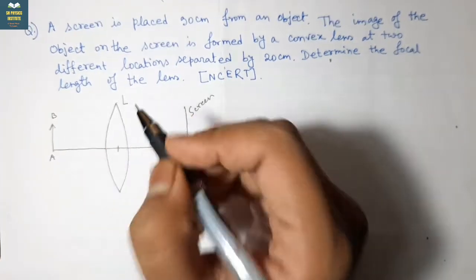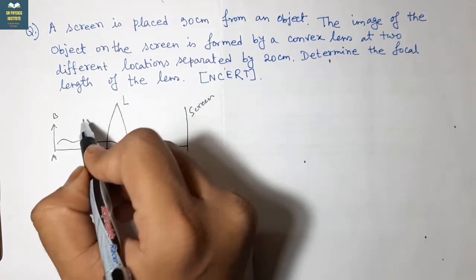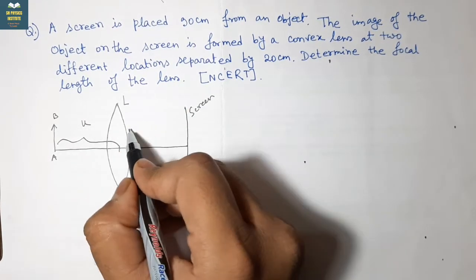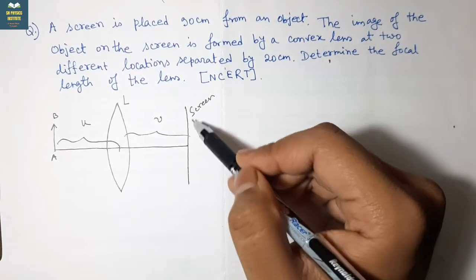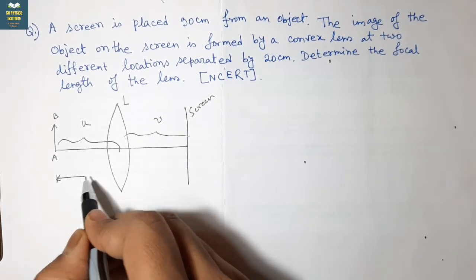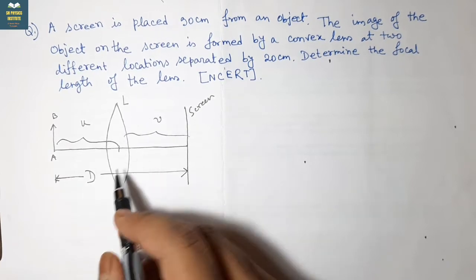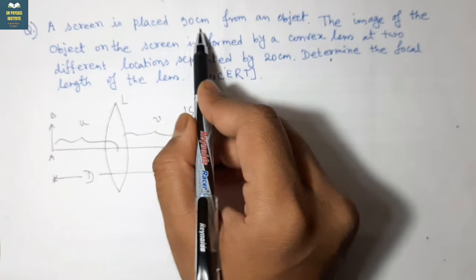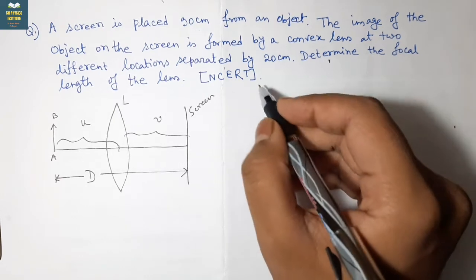Now if you place a lens, this is the lens L that you have placed here. Let the object distance be u and the image distance be v, because the image is formed on the screen. The distance between the object and the screen is capital D, and capital D is given here as 90 centimeter. So how can you solve this type of numerical problem?